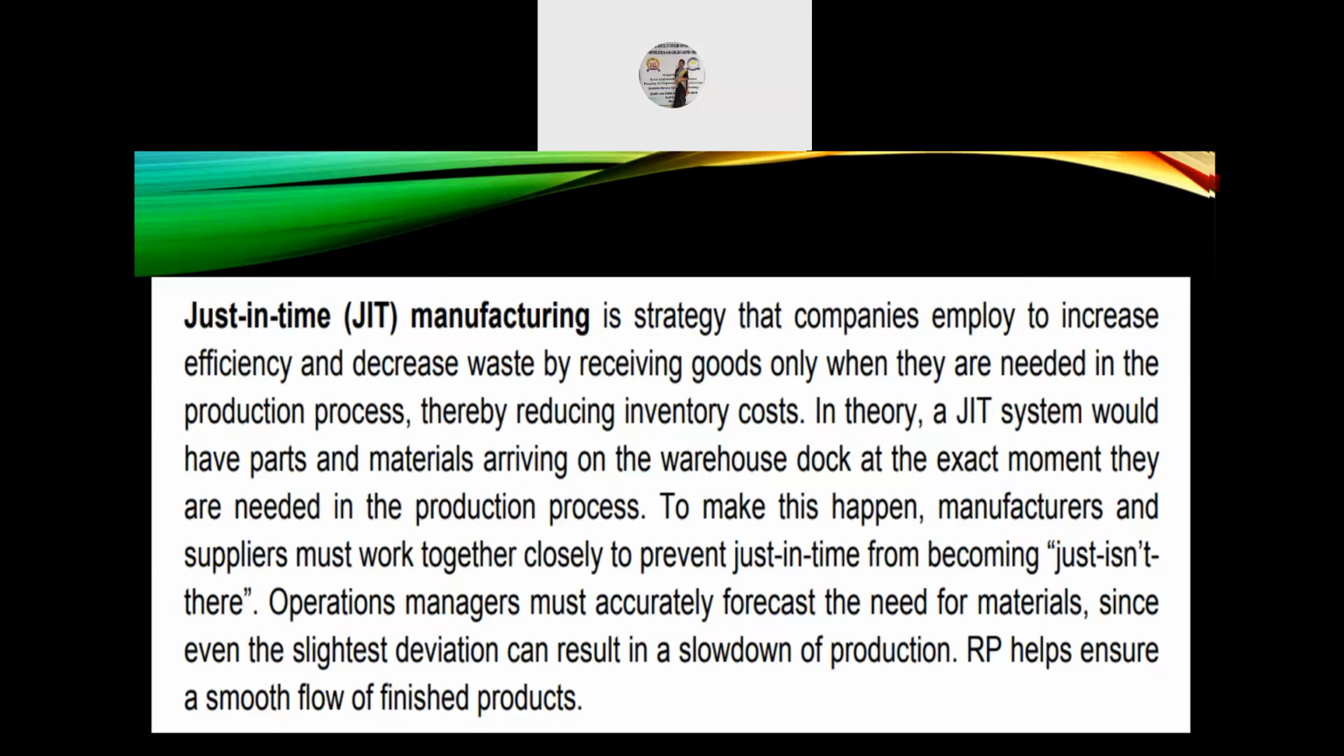To make this happen, manufacturers and suppliers must work together closely to prevent the just in time from becoming just isn't there. So operations managers must accurately forecast the need for materials, since even the slightest deviation can result in a slowdown of production. So JIT helps ensure a smooth flow of finished products.